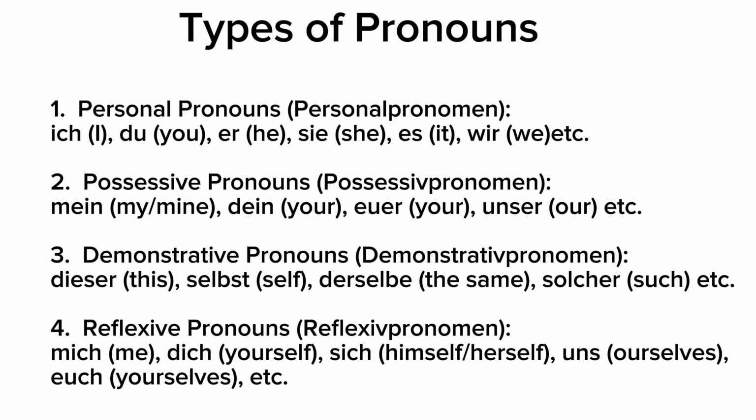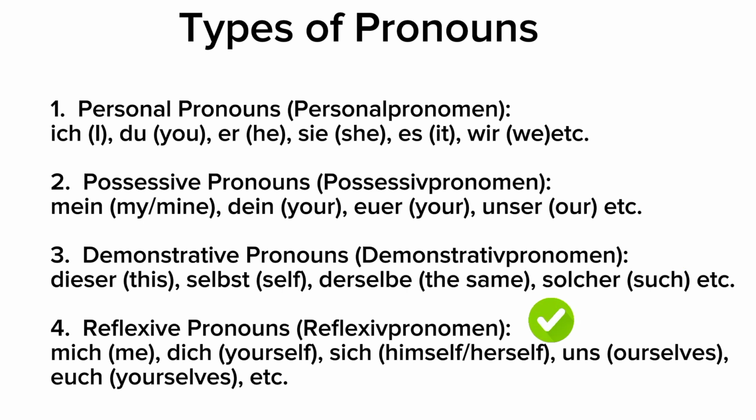Now here we have the types of pronoun. Number one is personal pronoun, in which we talk about ourselves or he, she, it, we, etc. Secondly, we have possessive pronouns, in which we tell about the possession of anything like my, mine, etc. Now thirdly, we have demonstrative pronoun, in which we demonstrate something like the same, self, this, such, etc.